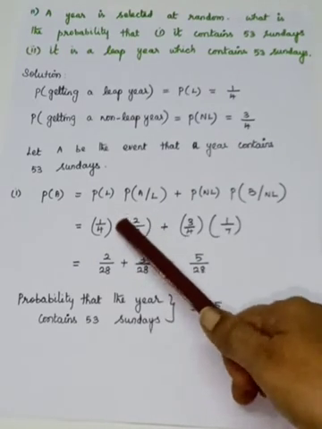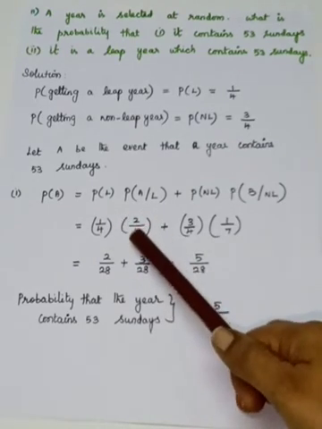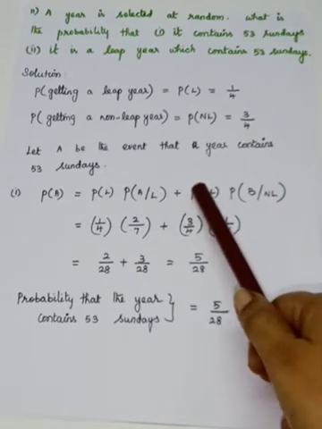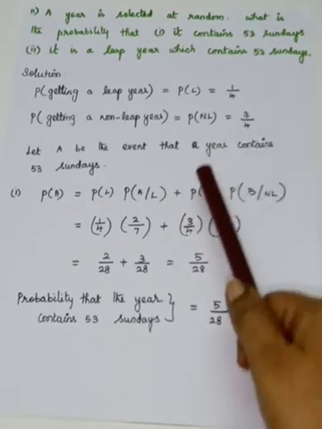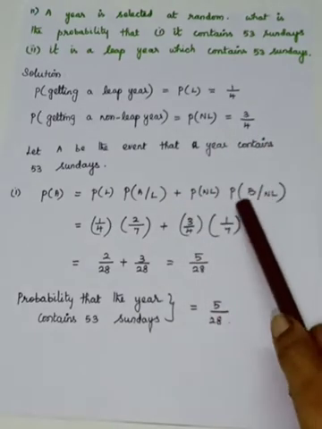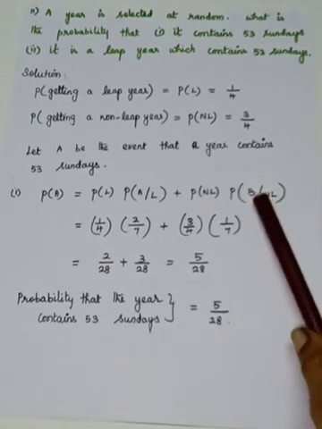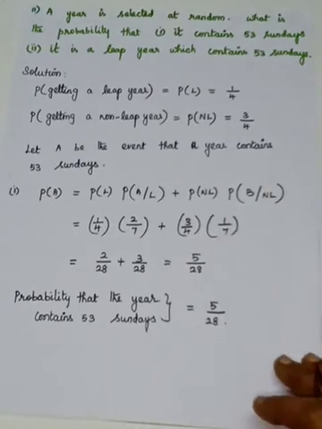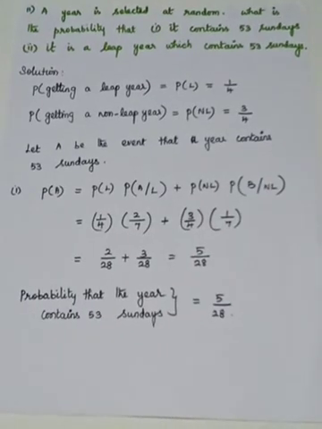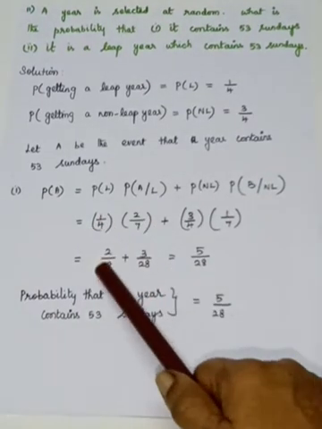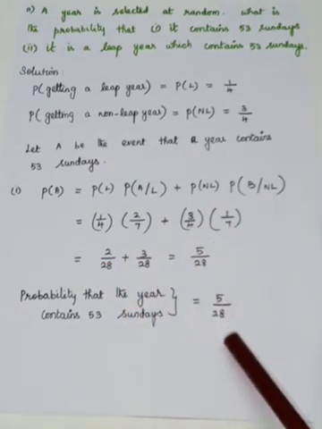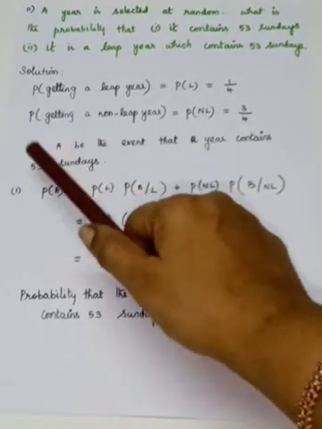This result we did in exercise 12.1. Plus the probability of a non-leap year, which is 3 by 4, and the probability of a non-leap year getting 53 Sundays is 1 by 7. This result also we did in exercise 12.1. So when you multiply, it is 2 by 28 plus 3 by 28. So the answer is 5 by 28. This is the first question.